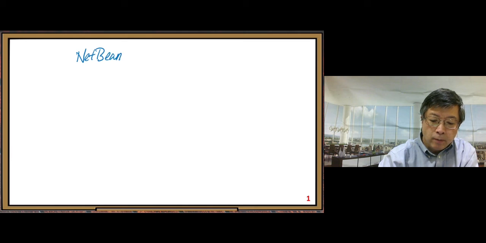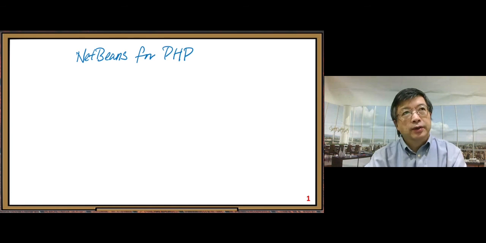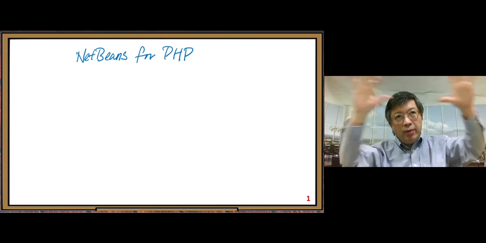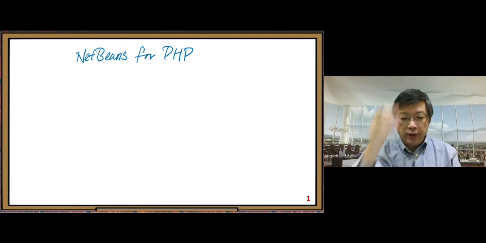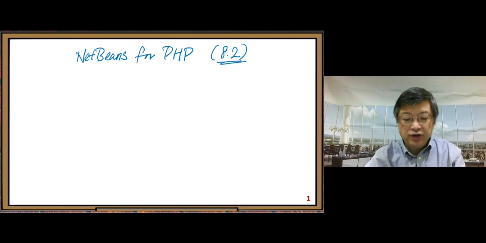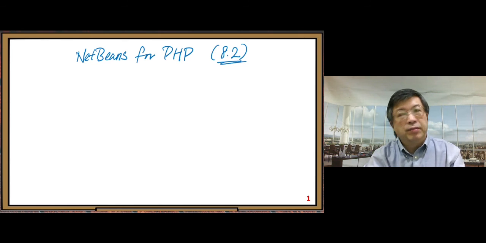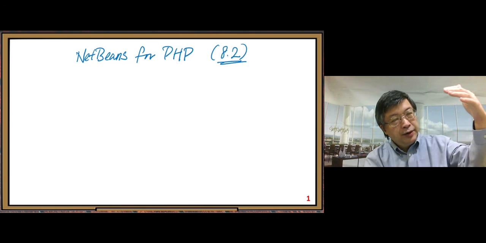NetBeans for PHP. You just search on the web and download, so you can find that. There are many options. There is a table, and you select the PHP column. The version I used is 8.2. This version has been available for quite some time, more than 5 years, as I remember. But it's okay. Just use this version. After you download it, install it.